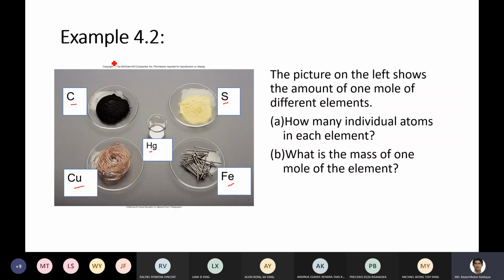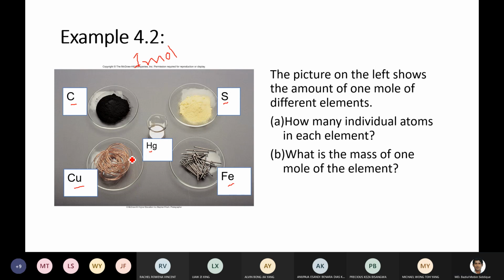All of them, 5, are in 1 mole. Okay, 1 mole of carbon is here, 1 mole of sulfur, 1 mole of mercury, 1 mole of copper, 1 mole of iron is there.